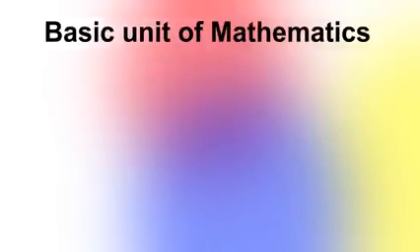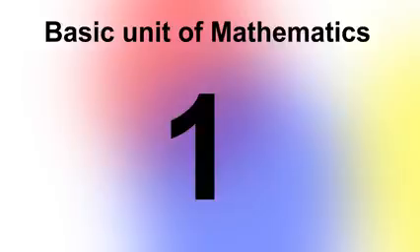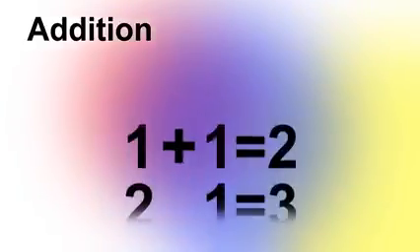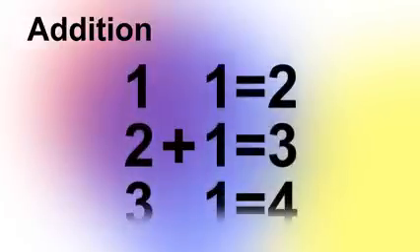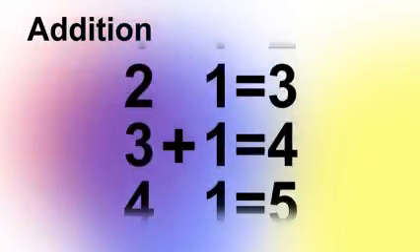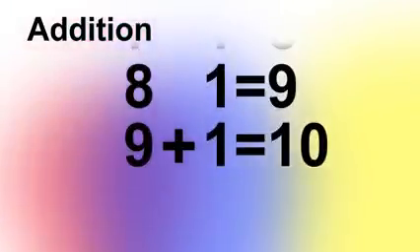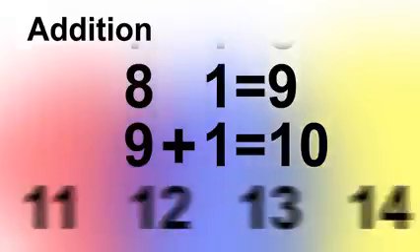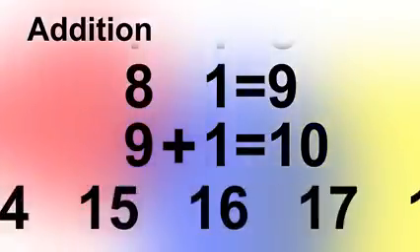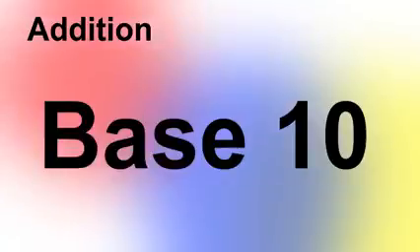To start off, we define our basic unit of mathematics as the number 1. Next, we define our first operation, addition. We can define all whole numbers in this way, and from addition we can get all of our digits. 1 plus 1 equals 2, 2 plus 1 equals 3, 3 plus 1 equals 4, and so on until we get to 10. In our number system, the numbers start to repeat after 10. We call this base 10. It doesn't have to be this way, but it's another axiom we use to build our system.